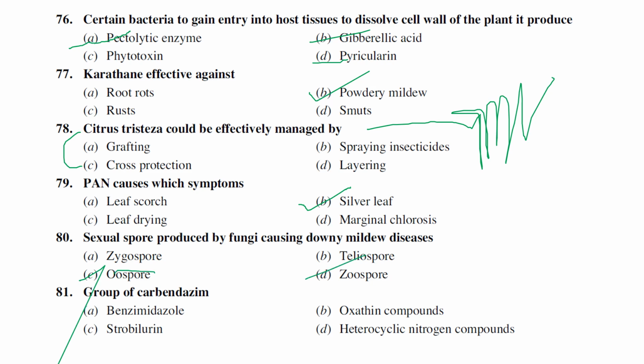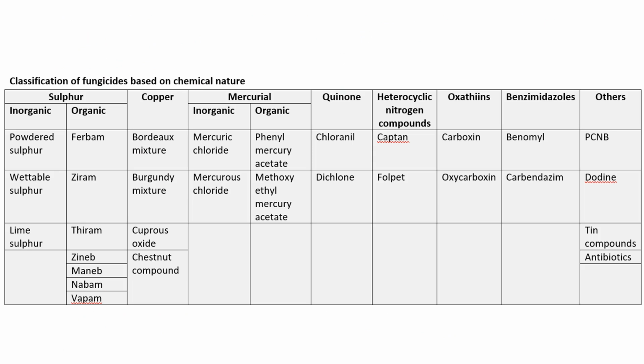Then next one is a group of carbendazim. Carbendazim belongs to which group they are asking? Benzimidazole, oxazine group of fungicide, strobilurin, heterocyclic nitrogen compounds. For our easy understanding, I have placed one diagram on the next slide. If we see here, these are the classifications of the fungicide based on the chemical nature.